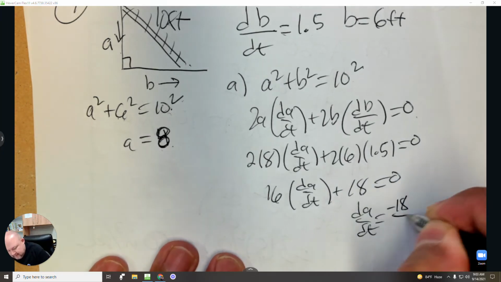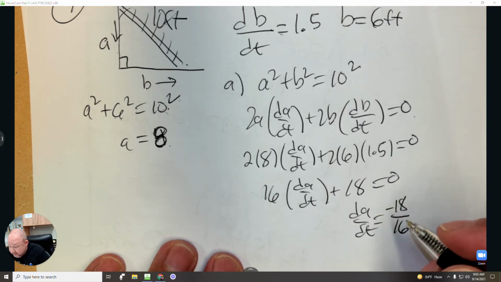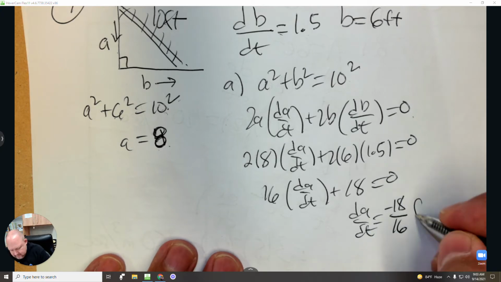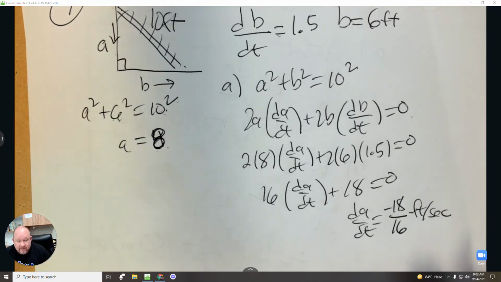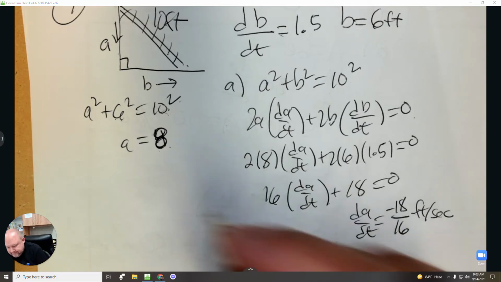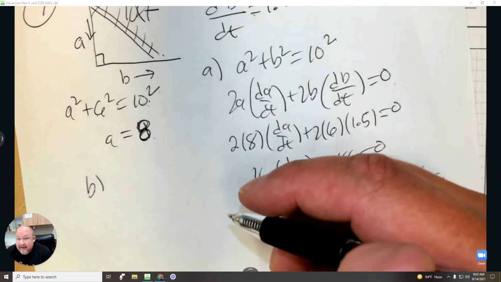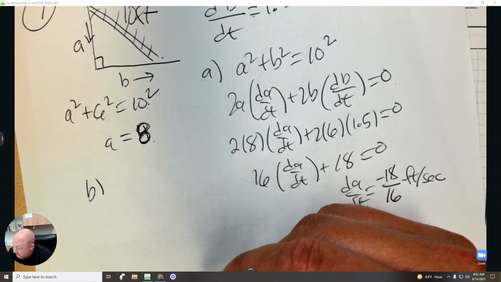So if I subtract 18 and divide by 16, I don't need to simplify it. The units would be feet per second. So that's the rate it's moving, this ladder here. B, find the rate at which the area of the triangle formed is changing.